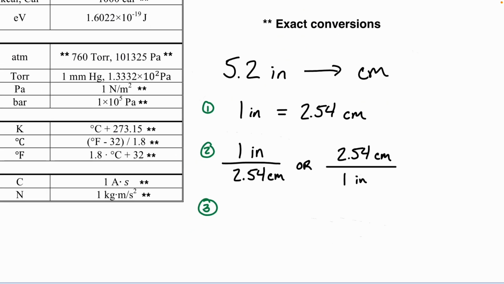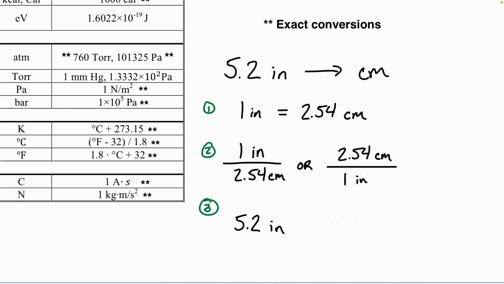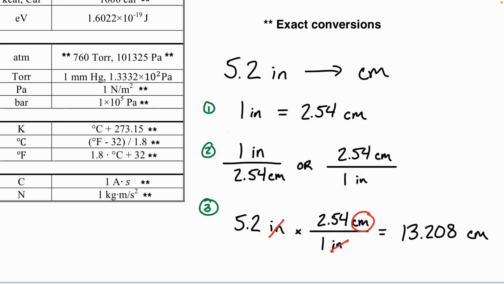I'm going to start with my 5.2 inches. I'm going to multiply by one of these two conversion factors. And which one am I going to pick? I'm going to pick the one that will cancel out those inches and leave me with centimeters. All right? So I'm going to pick the one on the right where inches is on the bottom and that 2.54 centimeters is on the top. All right? So then I punch that into my calculator, 13.208. If I go back and look at units, my inches cancel out and I'm left with centimeters. And then I'm done. No, what do we got to do?